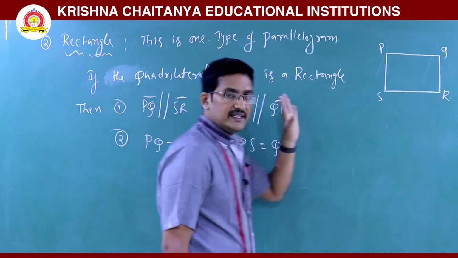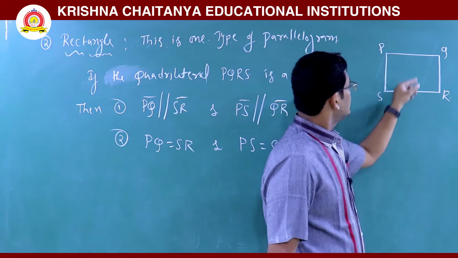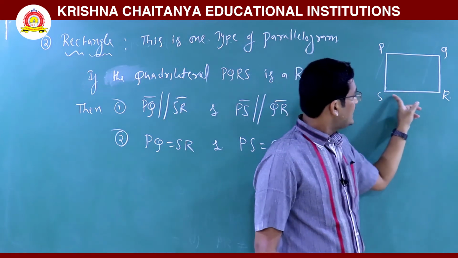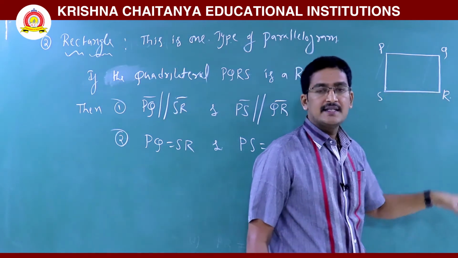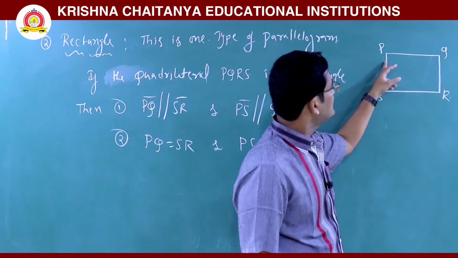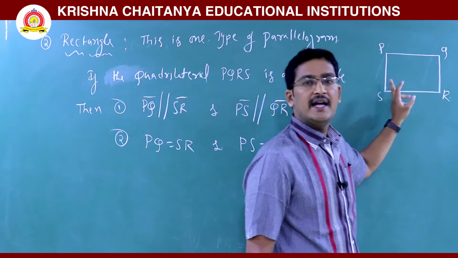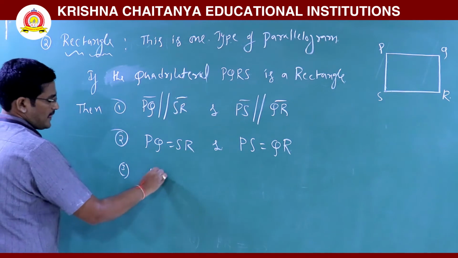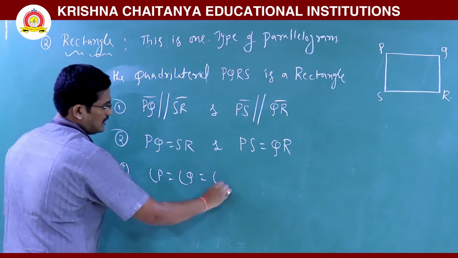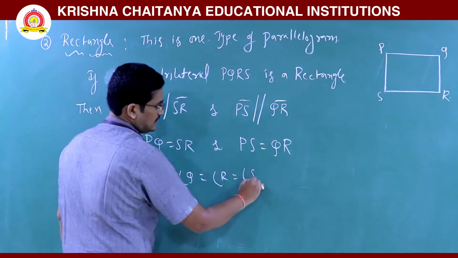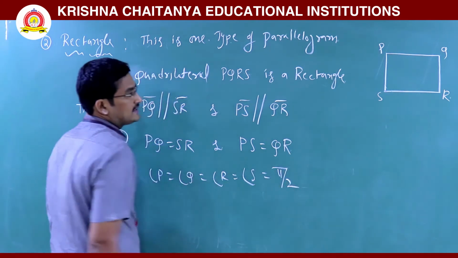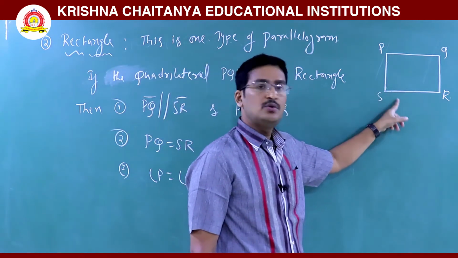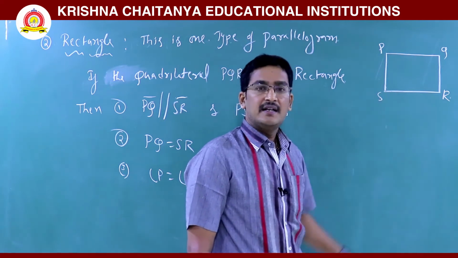And also in the rectangle, adjacent sides are perpendicular to each other. The angle between this side and this side should be 90. Adjacent sides are perpendicular to each other. That means angle P is equal to 90, angle Q is equal to 90, angle R is equal to 90, angle S is equal to 90. You have to remember that one also. So the third one is, angle P, angle Q, angle R, angle S, all angles should be right angles. Every angle between two adjacent sides of a quadrilateral is 90.